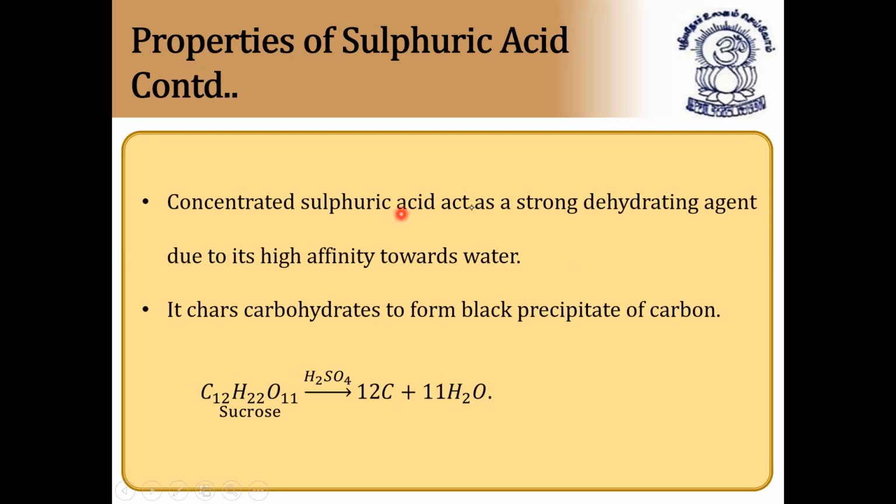Concentrated sulfuric acid acts as a strong dehydrating agent. As I already told you, it is a good dehydrating agent. It absorbs water due to its high affinity towards water. It chars carbohydrates to form a black precipitate of carbon. Sucrose on reaction with sulfuric acid forms black carbon along with water. Chars means it turns carbohydrates into a black precipitate due to the formation of carbon.